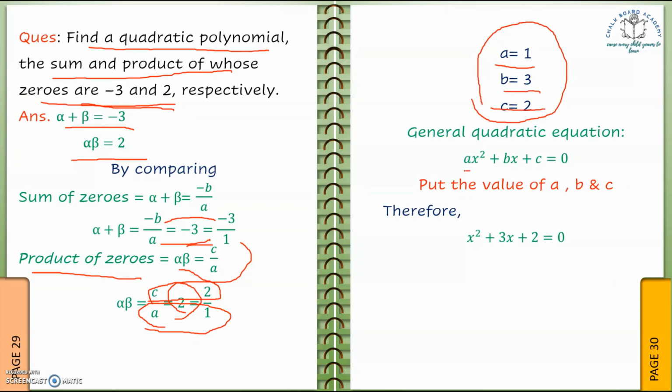Now we have this general form of quadratic equation, that is ax square plus bx plus c is equal to 0. So we just put the values of a, b and c. So it is like this: x square plus 3x plus 2 is equal to 0.